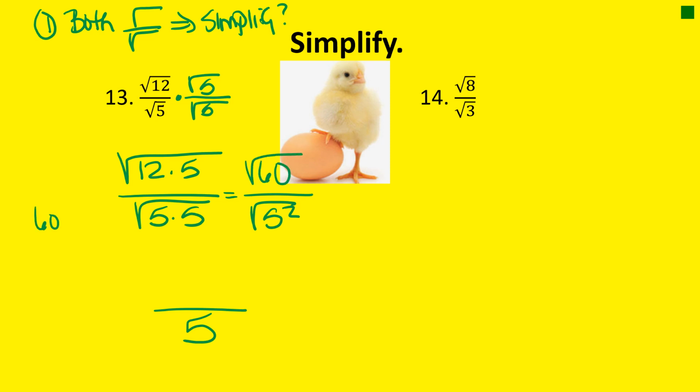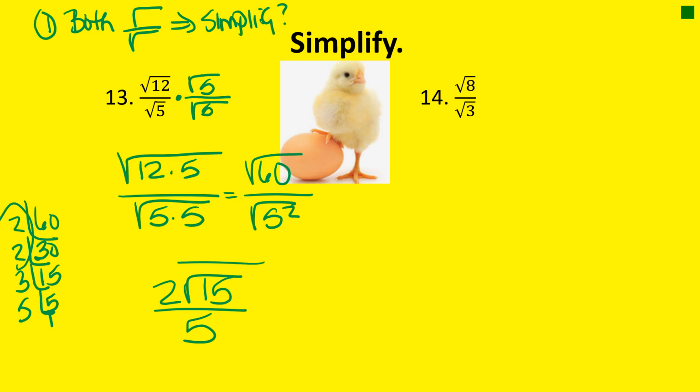So I'm going to go over here and I'm going to hedge 60. All right? For the sake of time, I'm doing a little zippy hedging because we're getting a little tired. This is a long video. The 2's come out. I have 2. 3 times 5 stays inside. So it's 2 times the square root of 15 over 5.